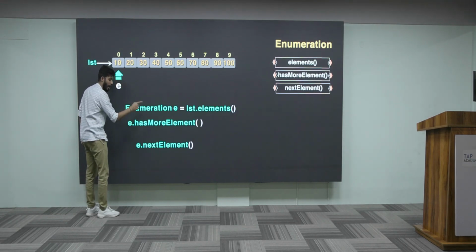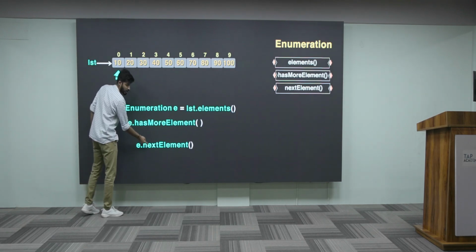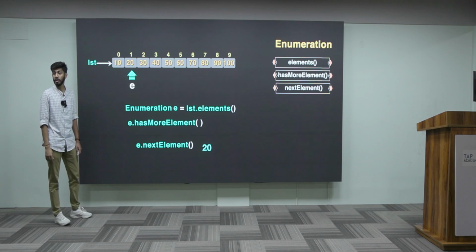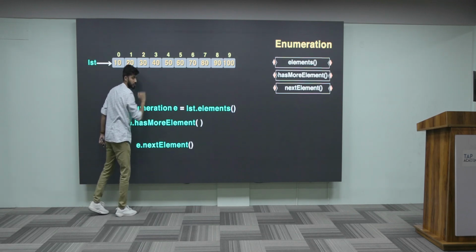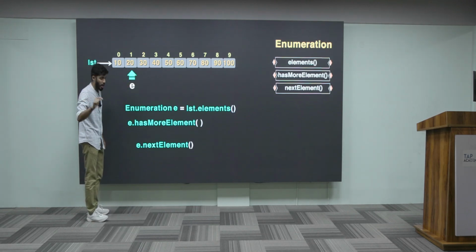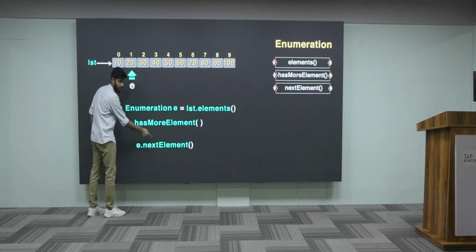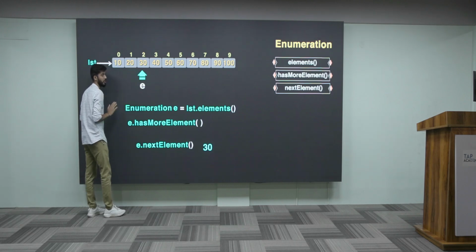If it returns true, I want to print the next element. How do I print the next element? e.nextElement(). If I say e.nextElement(), it will return that particular element and move one step right side. Now again I want to check whether there is more element over here. How do I check? e.hasMoreElements(). Are there more elements or not? Yes. If it is true, I want to again print the next element. How do I print the next element? e.nextElement(). If I say e.nextElement(), it will return me the next element and after that it will move this e one step towards the right side.